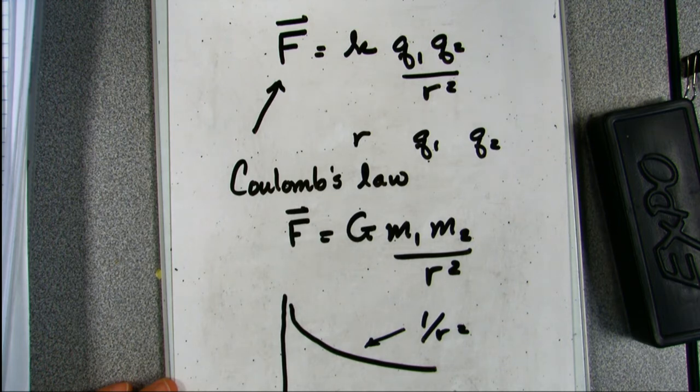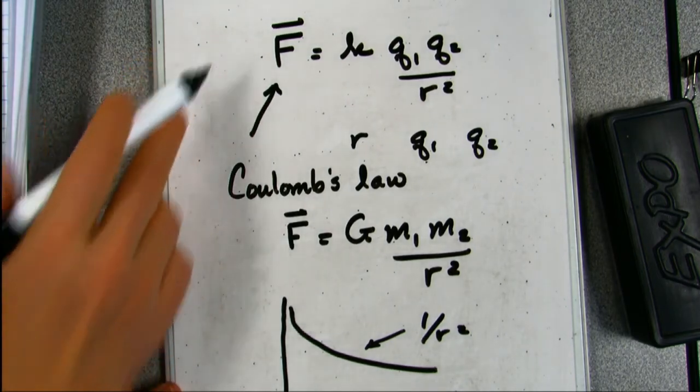Now remember what happened with the intensity of sound. It also fell off as 1 over r squared. I have a lot of things where the intensity or the strength of it is going to fall off as 1 over r squared. An awful lot of things do that.